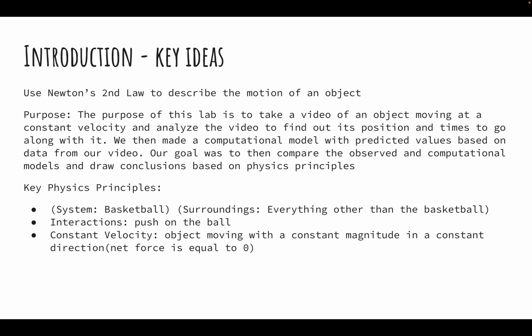We then made a computational model based on the average velocity, and our goal was to compare the observed and computational models and draw conclusions based on physics principles. Some key physics principles in this lab are that the system is the basketball, the surroundings are everything other than the basketball, the interactions are the push on the ball, and constant velocity, which is an object moving with a constant magnitude and in a constant direction with a net force equal to 0.